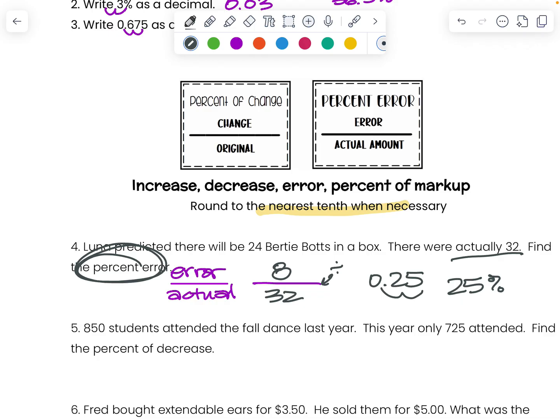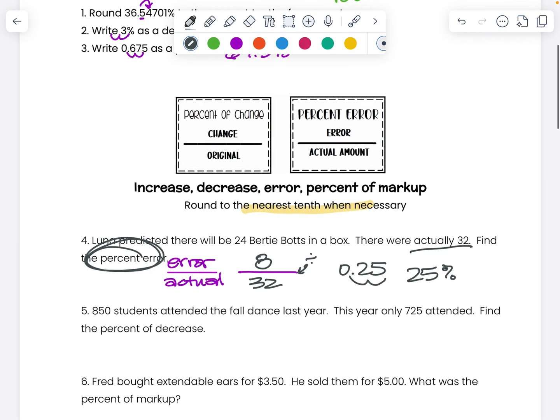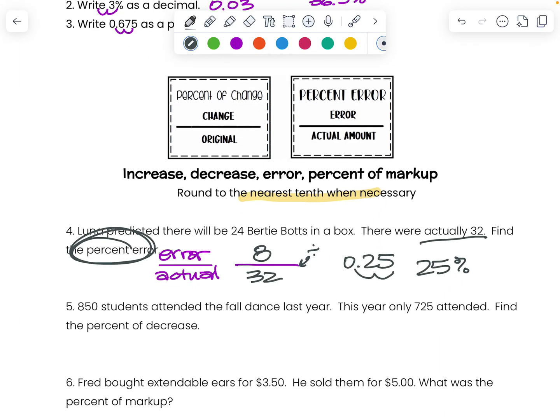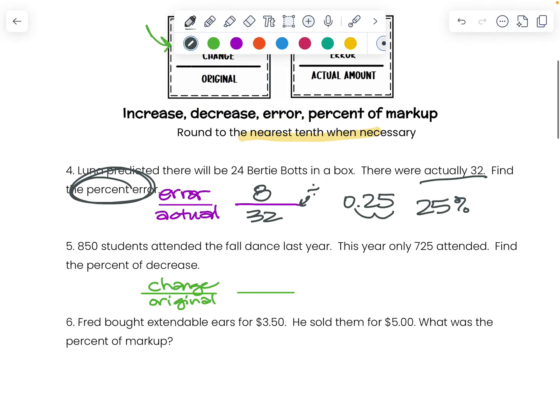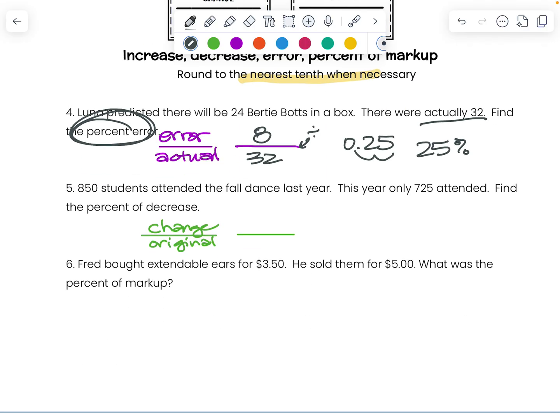850 students attended the fall dance last year. This year, only 725 attended. Find the percent of decrease. That's this one, the percent of change right here. So we're going to do the change, how much it changed by, over how much it was originally. So read the problem. Which one came first? Last year or this year? Chronologically, last year would come first, right?